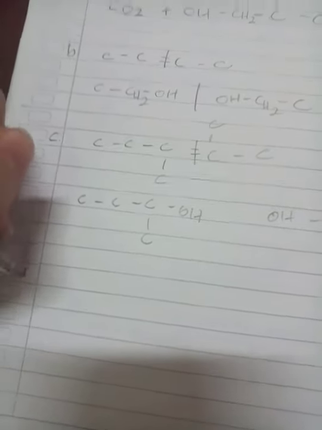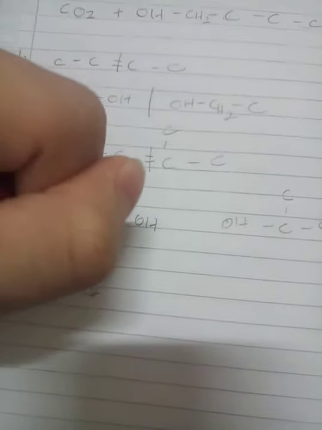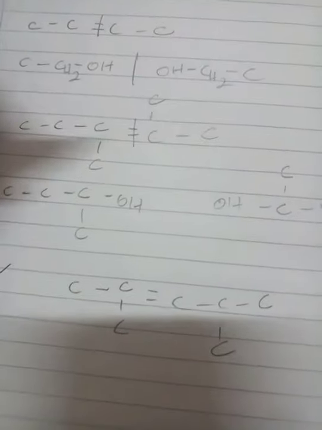Which leads us to the final answer, which is D. Since everything else is wrong, there can only be one right answer. D is correct. If you want to know why, look at this. Because C, C, and C. If we write it there, then double bond C, C, C, C, and then C.